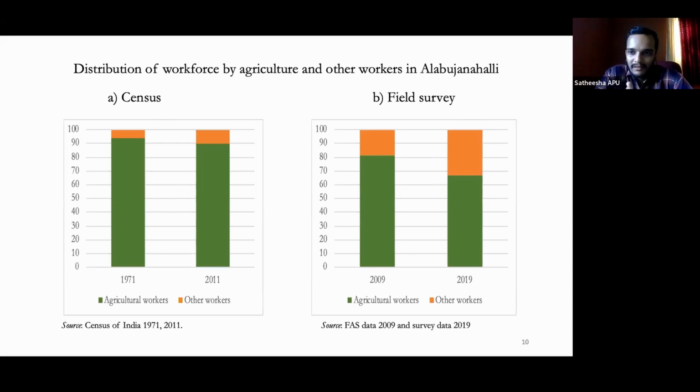Another major feature is the dominance of agriculture and allied activities for a long period. According to the census data, the proportion of agriculture workers in the total workforce was nearly 90% for almost four decades, starting from 1971. But the recent survey shows strong signals of diversification of employment towards the non-farm sector. So the question arises: what are the main factors responsible for these changes? In this study, I'm trying to provide some explanation for these changes.